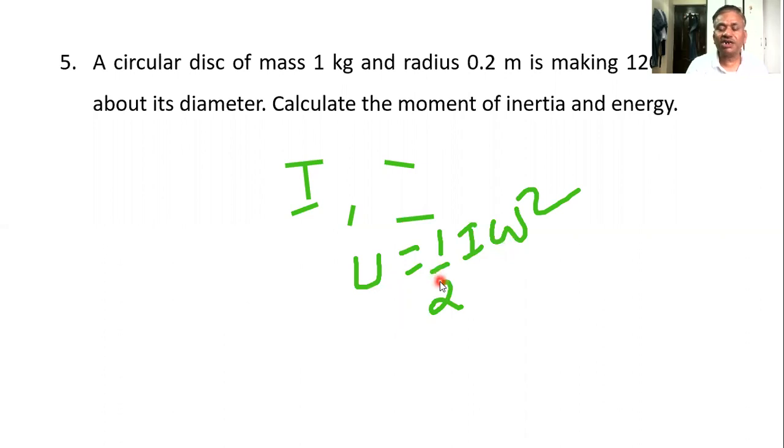In rotational motion here, the mass is replaced by I and velocity is replaced by omega. To calculate the energy, I need moment of inertia and also I need the angular velocity. Of course, angular velocity is known here, but your job is to convert it in terms of seconds and also in SI unit. And moment of inertia, you need to calculate. A circular disk of mass 1 kg and radius 0.2 meter is making 120 rpm about its diameter. This is what is important. About its diameter.